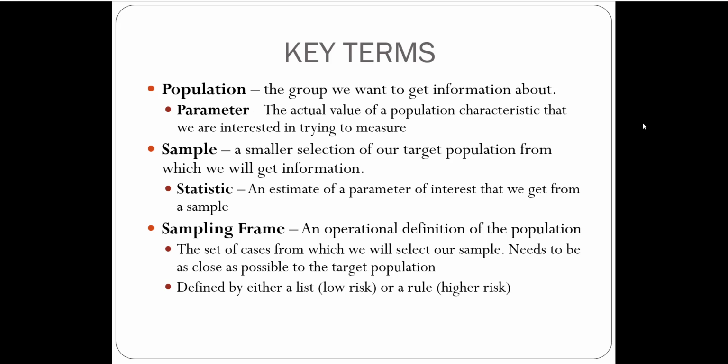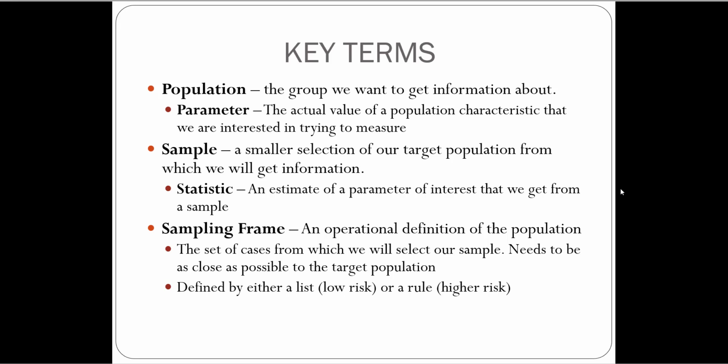However, sometimes we aren't able to know our actual population. And so we don't necessarily know who's in our population. We can't necessarily account for everybody in our population. And so we have what is called a sampling frame. It is an operational definition of our population from which we will select our cases.